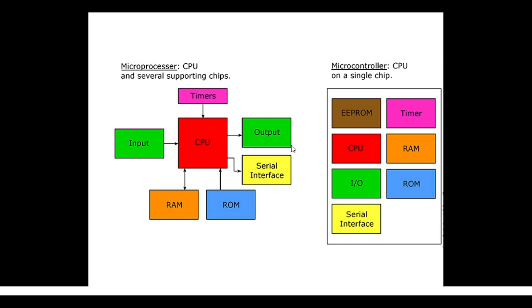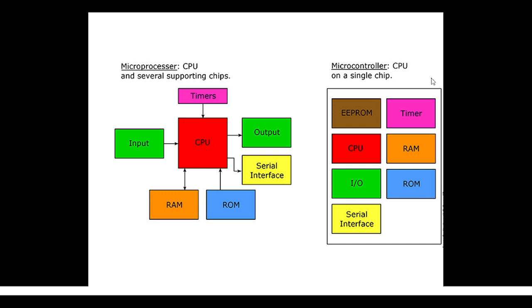microcontroller. So in case of microprocessor, there is one single chip and the CPU is attached to the single chip. That is, the CPU is integrated on one single silicon chip. And all these devices like input devices, RAM, ROM, serial interface devices, output devices, and the timer, these are all externally connected to the CPU.